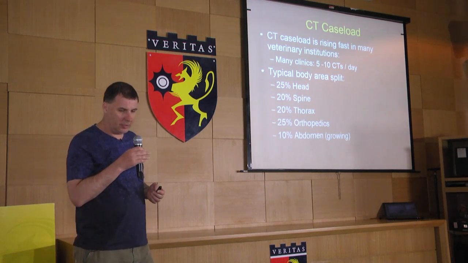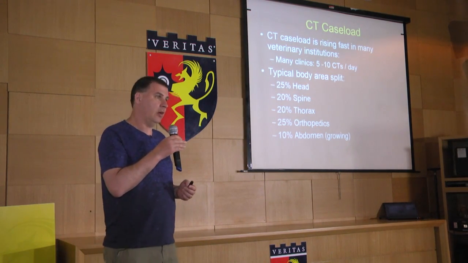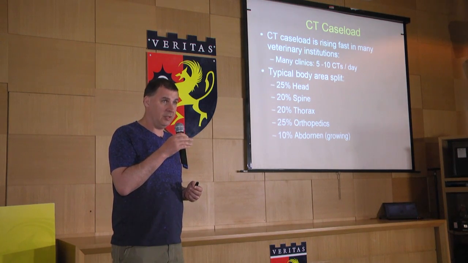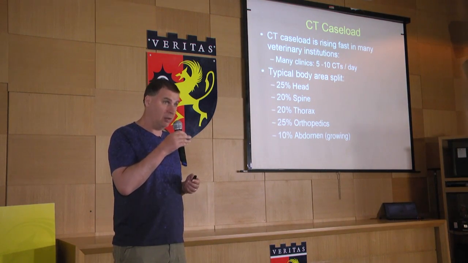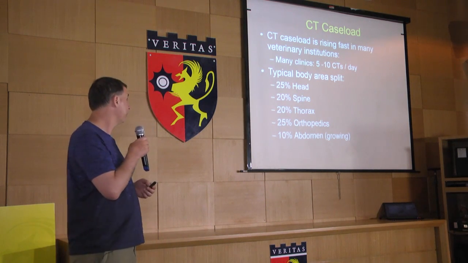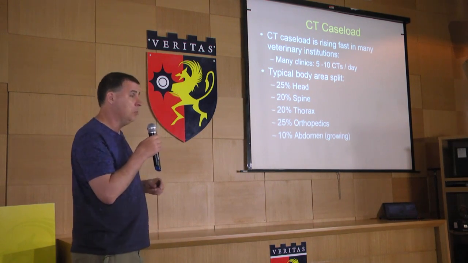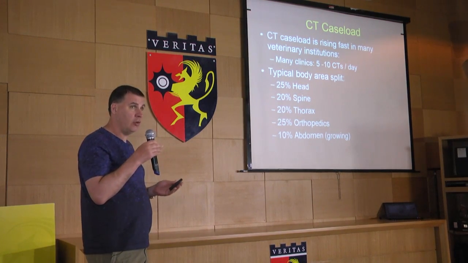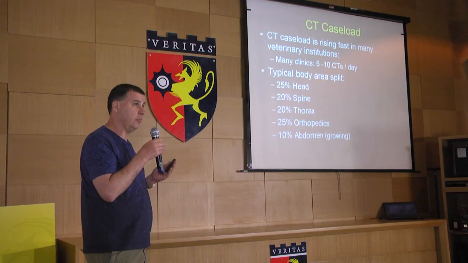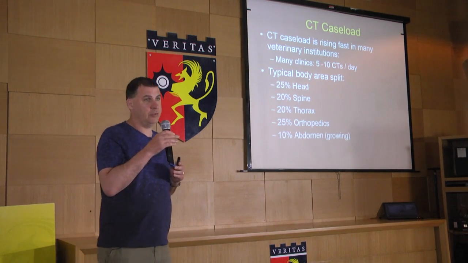So in many clinics in Western Europe and North America, you have 5 to 10 CT cases a day. It's a new standard. Some clinics have even more. And usually the split of what you do with CT is 25% maybe head, 20% spine, 20% thorax, 20% orthopedics, and 10% abdomen. The abdomen is currently rising, so we're doing more and more abdomens as well.